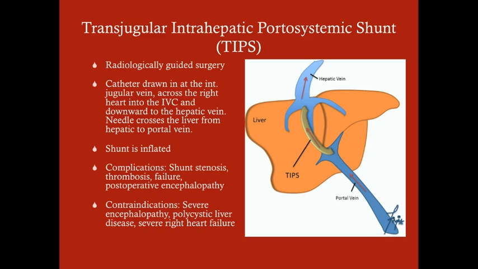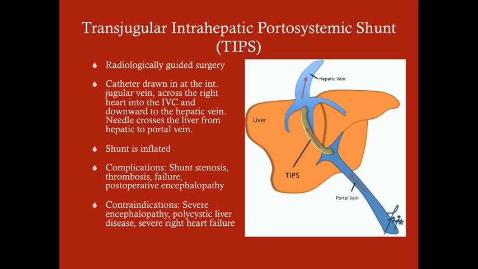Once you know that you're in your hepatic vein, then you're going to move this needle, and this needle is carrying the shunt, and you move the needle down into the portal vein. So now you've got a needle that's connecting your hepatic vein and your portal vein. At that point, then you inflate your shunt, and then you remove the catheter. So now you'll have a shunt between your hepatic vein and your portal vein, and this will allow for portal decompression through this shunt.